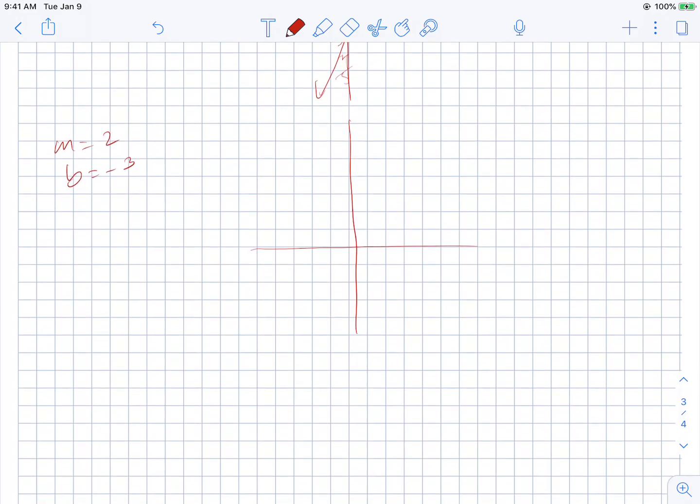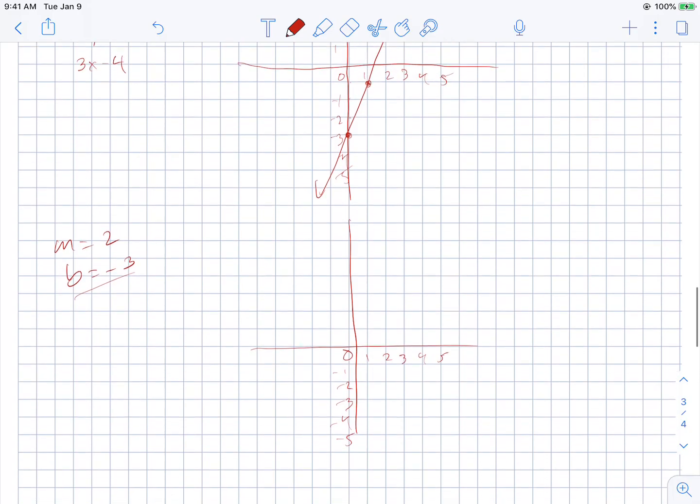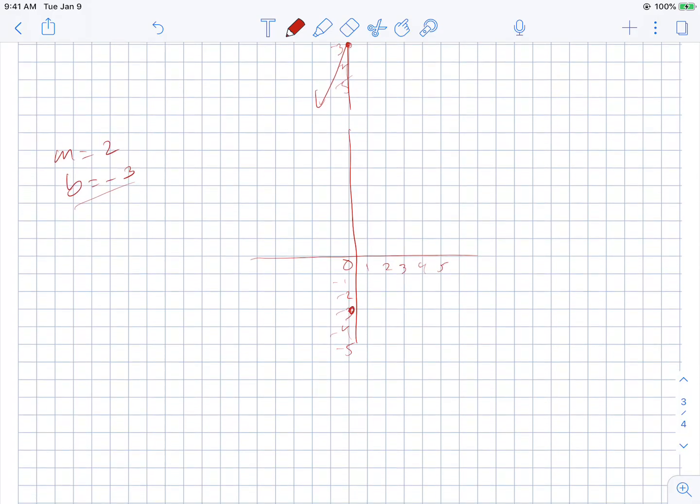If this is our axis, we have 0, negative 1, negative 2, negative 3, negative 4, negative 5. And we have 1, 2, 3, 4, 5. Okay, perfect. So it says our b value is negative 3. That's our y-intercept. So that would be right there. And now our m is 2. So that means our rise over run has to be 2, which means our rise is 2 over 1. That's how we get to the value of 2.